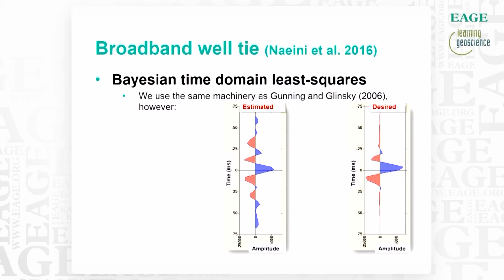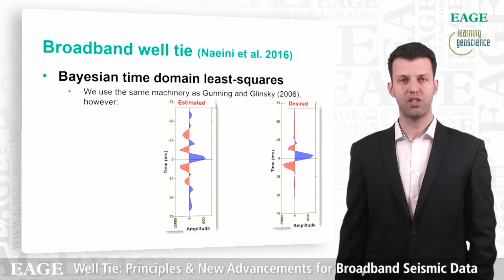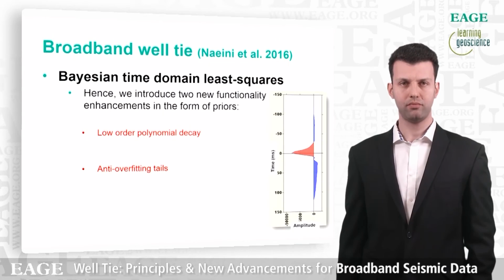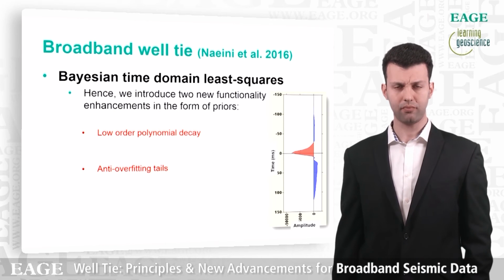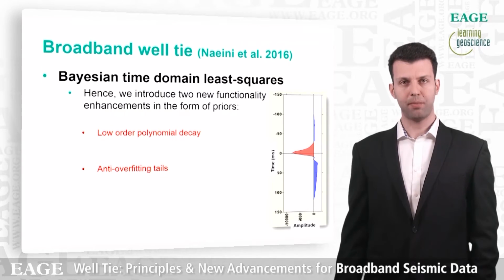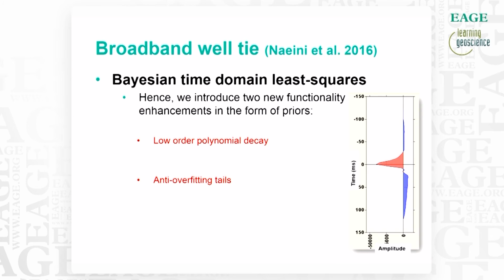So we use the same machinery, but we try to improve the performance of that technique, especially when we have broadband seismic data. We propose to use two different priors for different purposes. Low order polynomial decay is a way that we modify the amplitude spectrum, but remember this is a time domain technique, so there is a little trick to do that in the time domain. And we did that by using a Taylor expansion of the Fourier integral. The second prior is anti-overfitting tails.